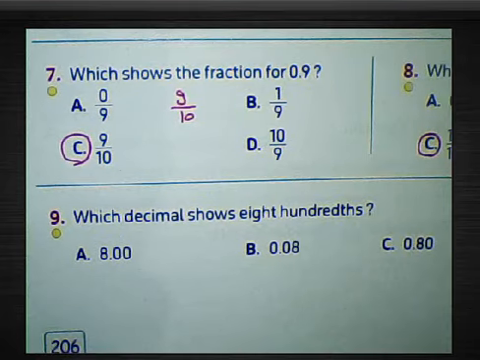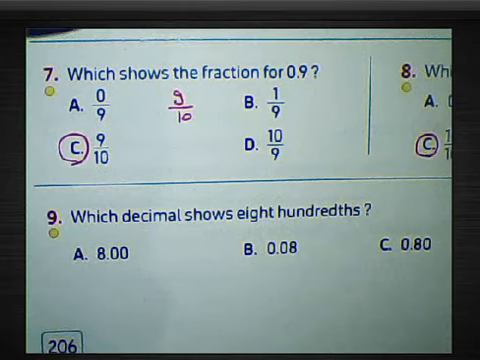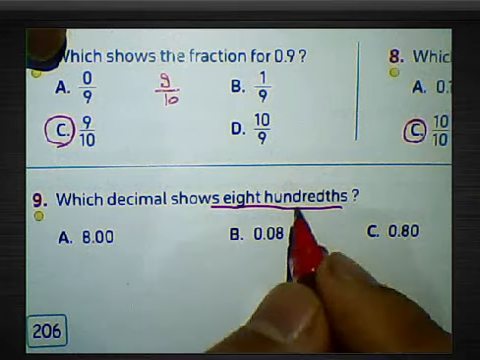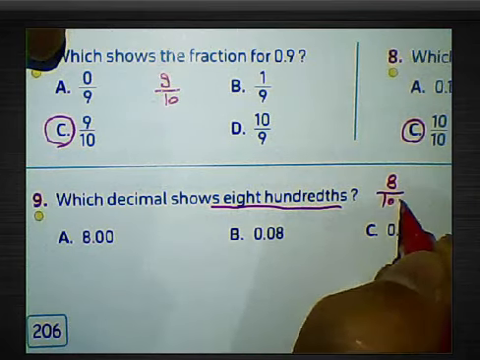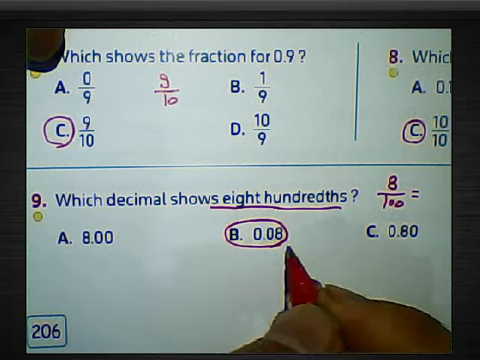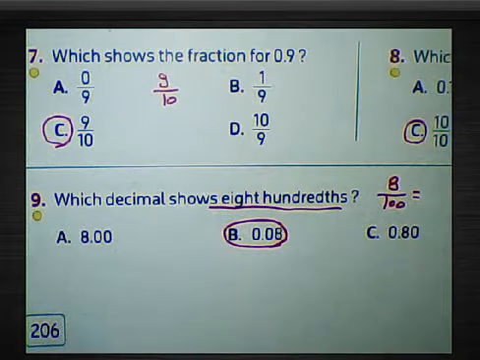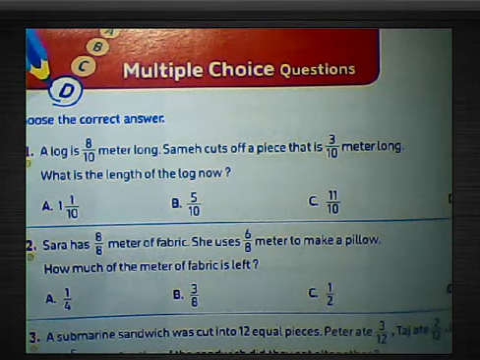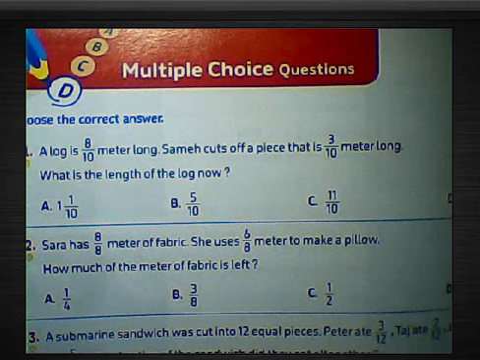Which decimal shows 8 hundredths? 8 hundredths means 8 over 100. We must choose letter B. 8 hundredths. Now we complete page 188, multiple choice questions.